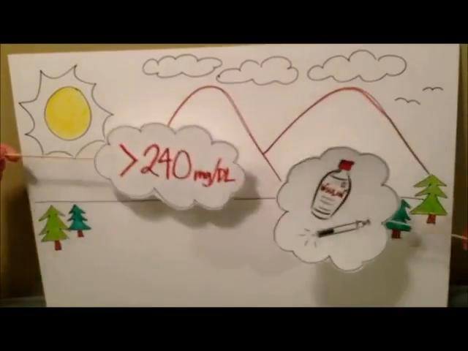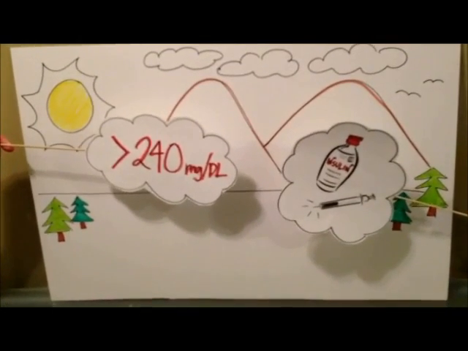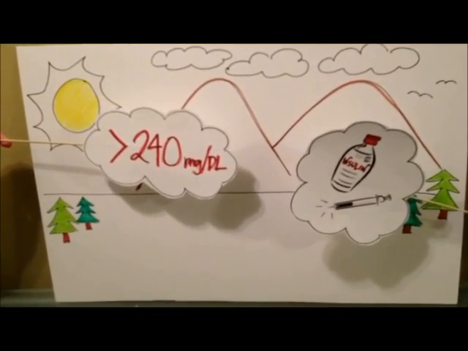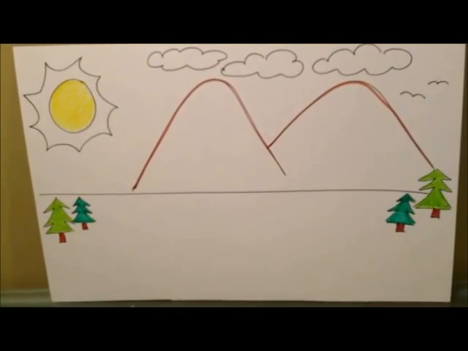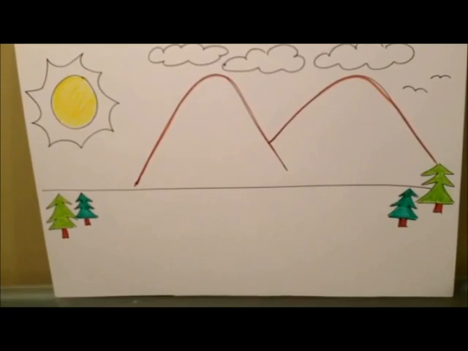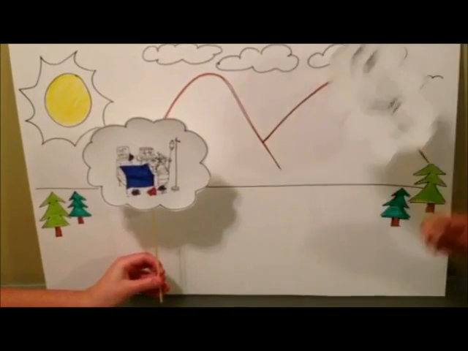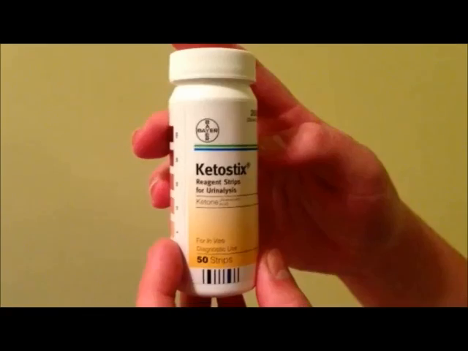Ketostix should be used when blood sugar tests are higher than 240 milligrams per deciliter for 2 or more tests in a row, if you feel as though your blood sugar is high, if you think that you have an infection, or if you are ill, stressed, or pregnant.